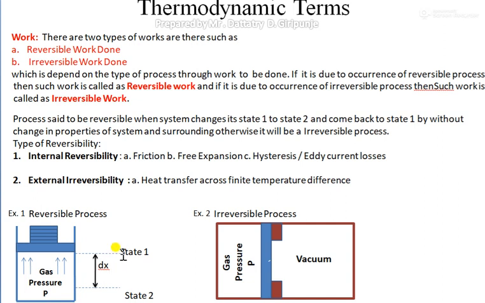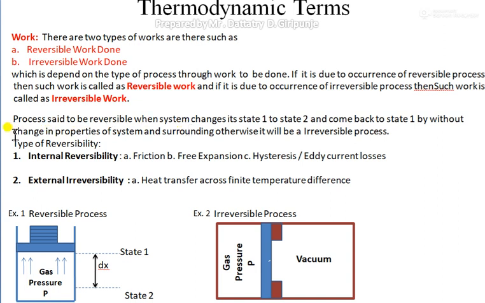Means whenever the system is transforming from state 1 to state 2, pressure, temperature, volume and other properties are definitely changing, but when it comes back from state 2 to state 1, whatever property changes occurred reappear as they were previously at state 1. Such a type of process is called a reversible process. If it is not like that, then such a process is called an irreversible process.